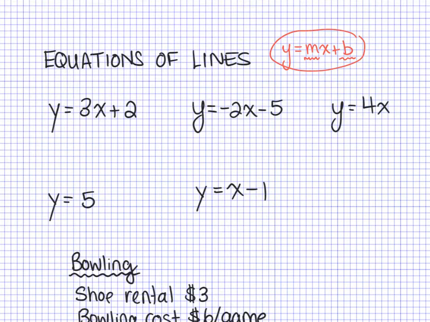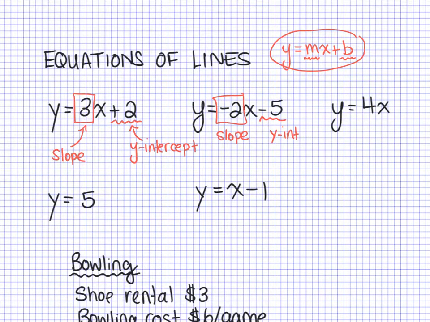Here's a bunch of equations, and they're all in slope-intercept form. All we have to do is identify the slope and the Y-intercept. The number in front of the x is our slope, and the constant on its own, this 2, is the Y-intercept. So we have a slope of 3 and a Y-intercept of 2. Here we have a slope of -2 and a Y-intercept of -5. You have to pay attention to the sign in front of the number.